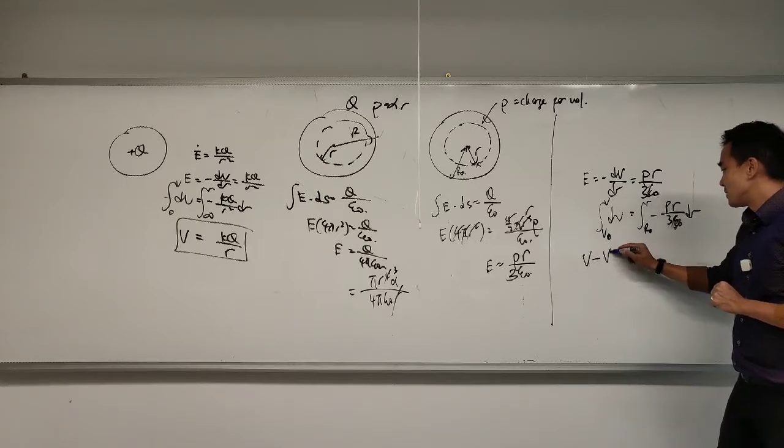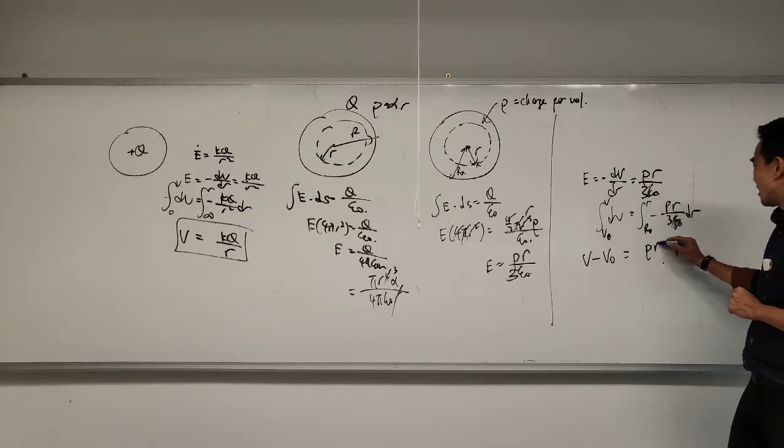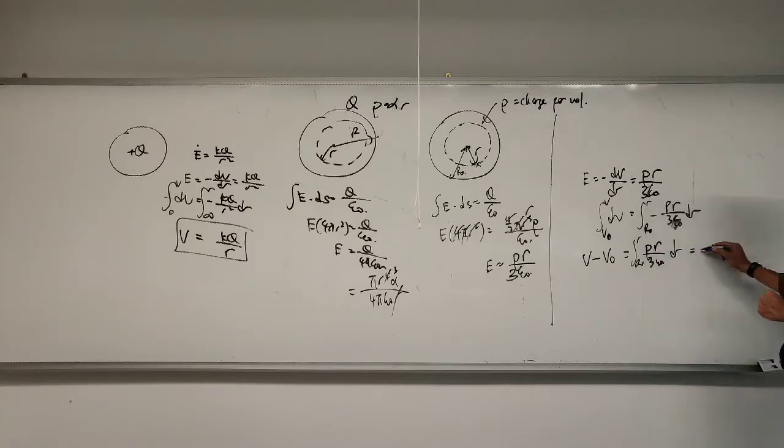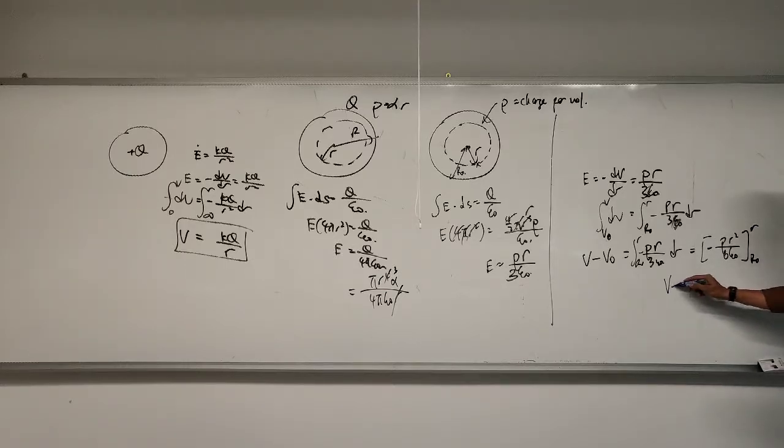So therefore V minus V naught is equal to the integral of minus rho r divided by 3 epsilon naught dr from r naught to r, which is going to be the integral of rho r squared divided by 6 epsilon naught. There's a minus over there, and there's a minus over here, and you go from r naught to r. So if you plonk this in, this will give you V minus V naught equal to minus rho upon 6 epsilon naught times r squared minus r naught squared.